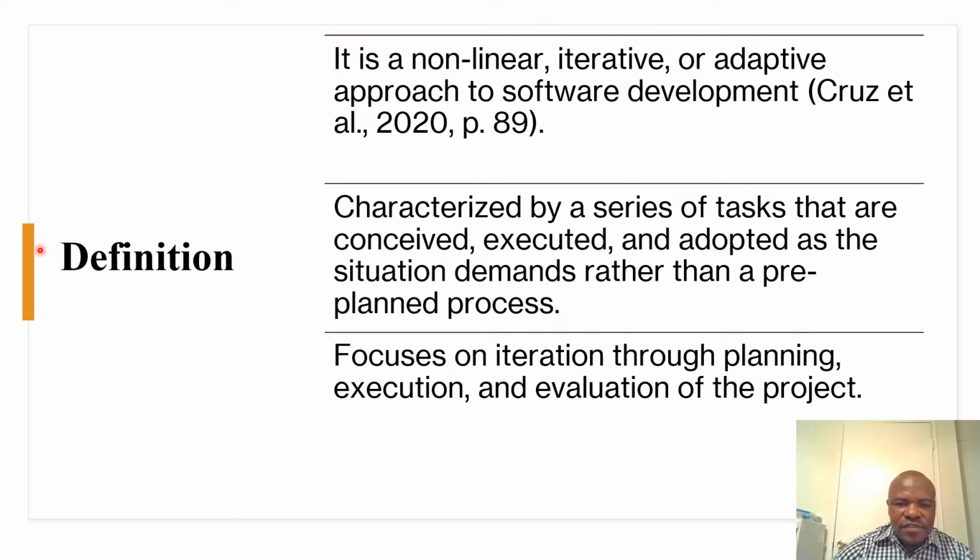So when you look at the definition of Agile, we find that it is a nonlinear, iterative, or adaptive approach to software development. The approach is characterized by a series of tasks that are conceived, executed, and adopted as the situation demands, rather than a pre-planned process like the way it is in the waterfall methodology. Finally, Agile focuses on iteration through planning, execution, and evaluation of the project.